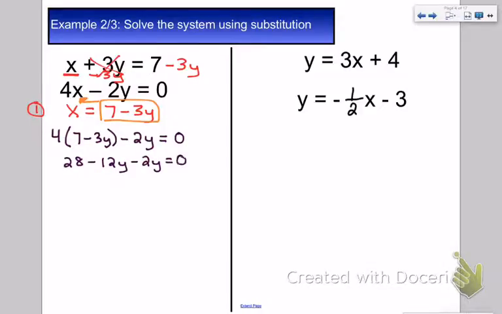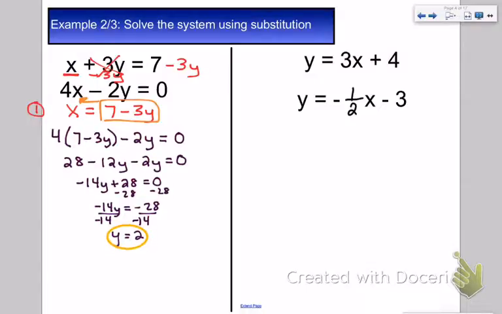And I need to get my like terms together. So I have a negative 12y and a negative 2y, make negative 14y, and I have a positive 28 is equal to 0. Subtract 28 from both sides, and I get negative 14y is equal to negative 28. Divide both by negative 14, and I get y is equal to positive 2.